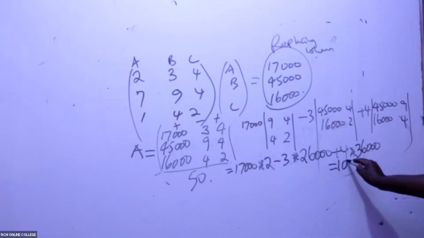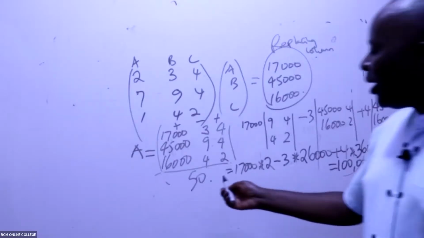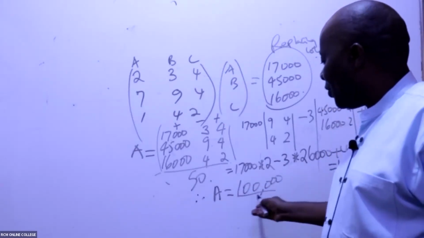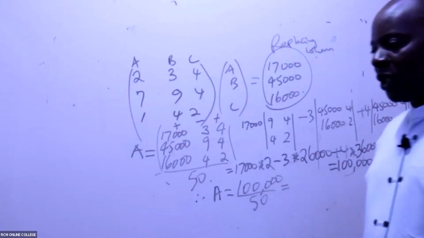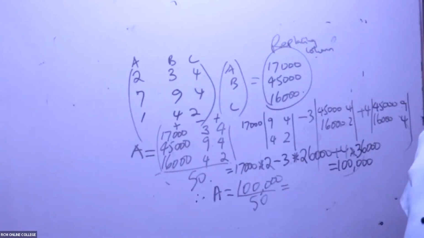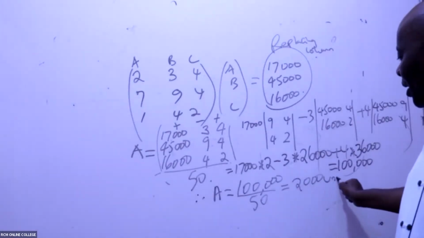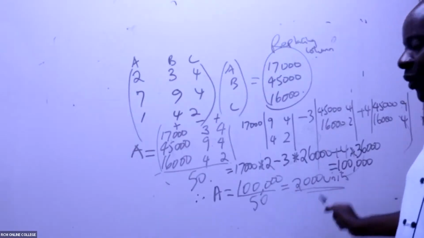Is it 100,000 or 1 million? If you use comma separators, 1 million, use comma separators, 100,000. Please, Diana, check well. It's 100,000. And therefore, A will be equal to that 100,000 divided by 50, which will end up giving us 2,000 units, like that.